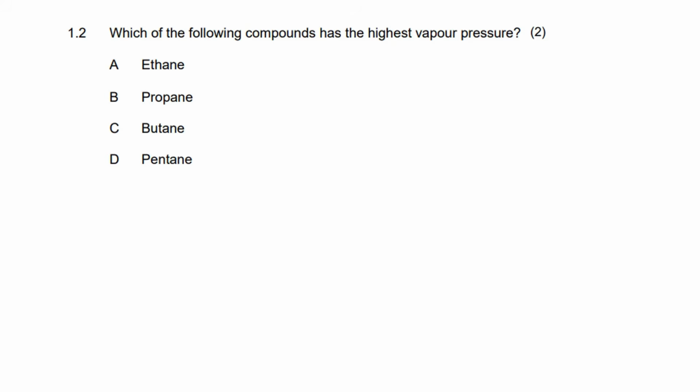Which of the following compounds has the highest vapor pressure? Right. Now, when you look at highest vapor pressure, I want you to immediately think of that as being the same as the lowest boiling point. If something has a high vapor pressure, it has to have a low boiling point, and the other way around is true as well. Let me quickly explain.